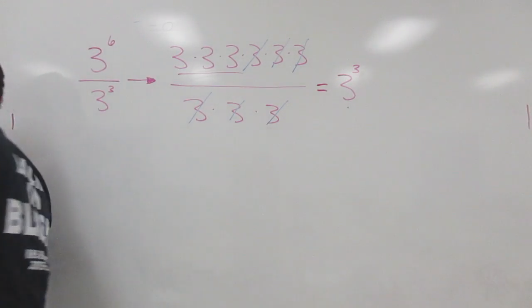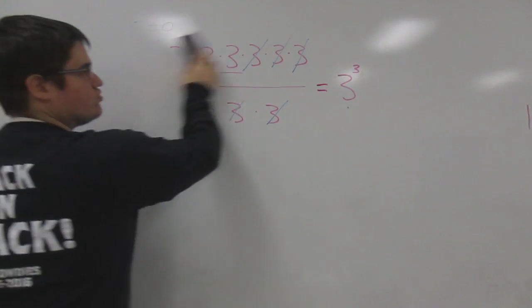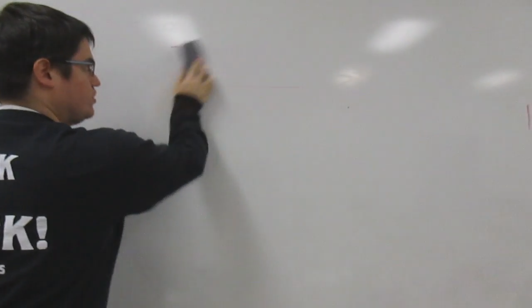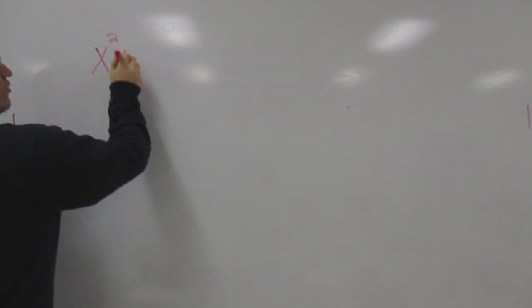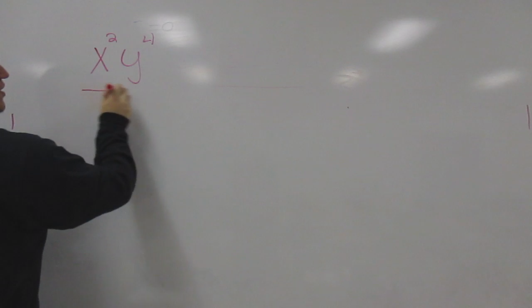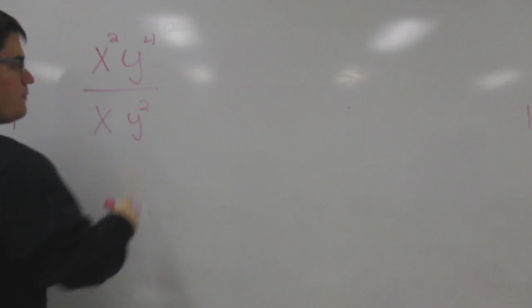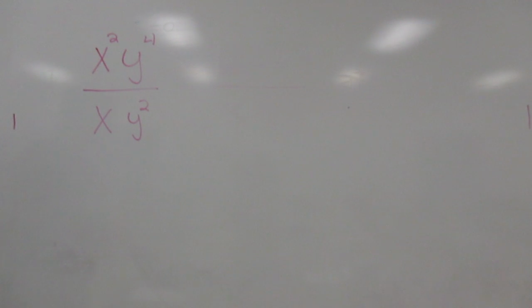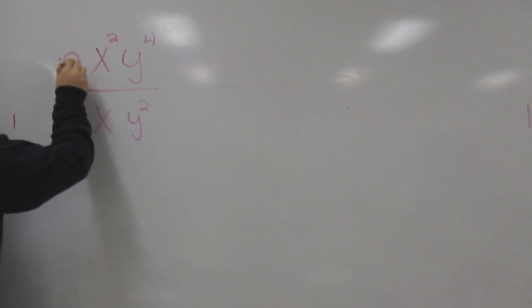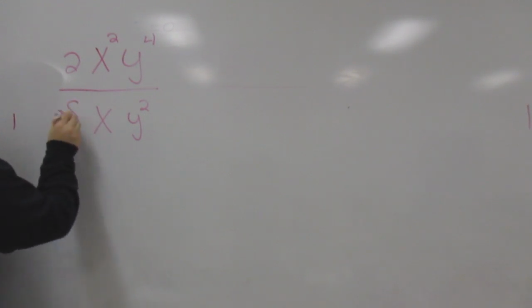Okay, so let's try a problem now. They get a little bit more complex. So let's say you have x squared y to the 4th divided by x y squared. And you're right, we like numbers too. So let's throw some numbers in there. Let's do 2 and, I don't know, 8.